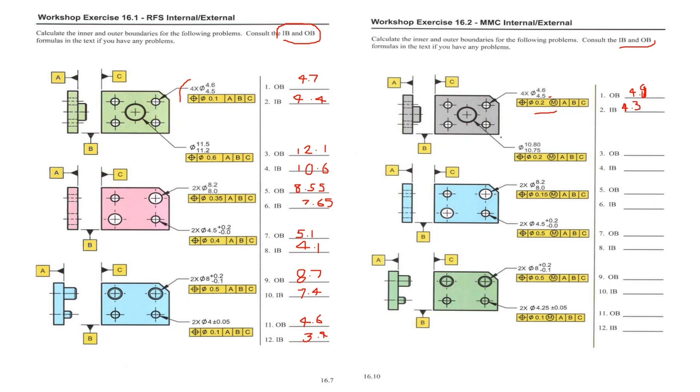So here for this pin, the MMC at this pin, the OB with MMC will be 10.8 plus 0.2, so it's 11, and IB will be 10.75 minus 0.5 minus 0.7, 0.2 plus 0.5, 0.7, so 10.75 minus 0.7, it's 10.05.